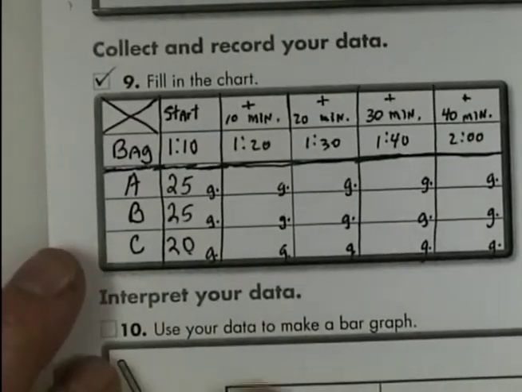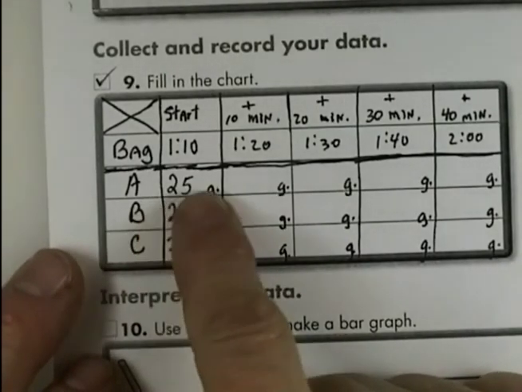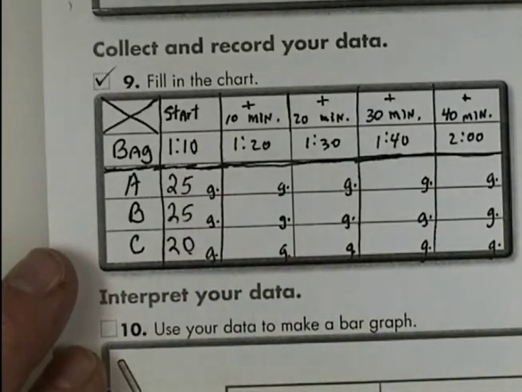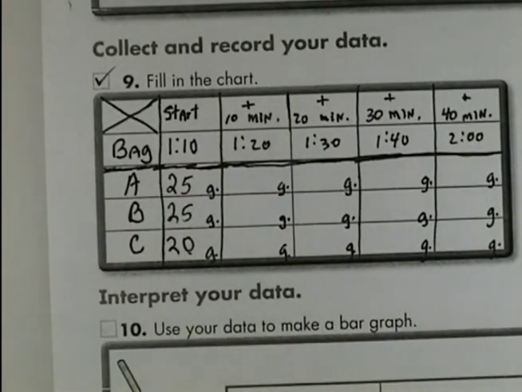All right, so I made my first measurement of my bags and my ice cube. As you can see from my data, at the start, bag A, the wool, was 25 grams, B, newspaper, 25 grams, and C, 20 grams. And I'm going to wait 10 minutes, and I'm going to pour the water off. And when I pour the water off, then I'm going to remeasure it.